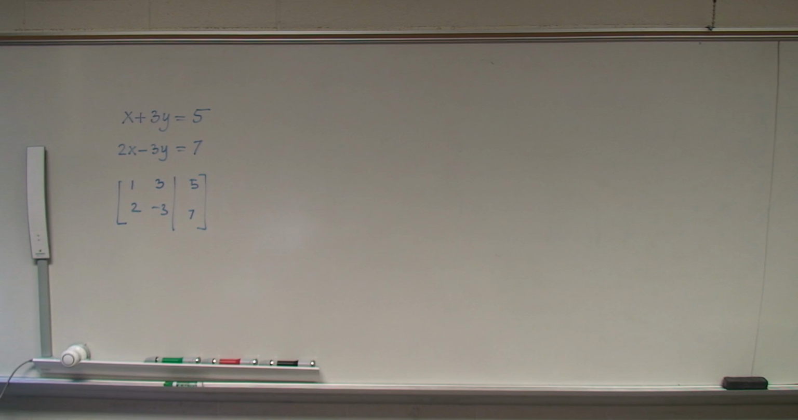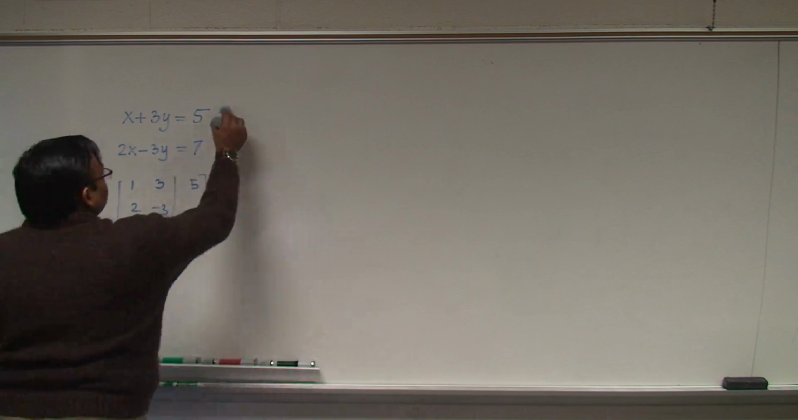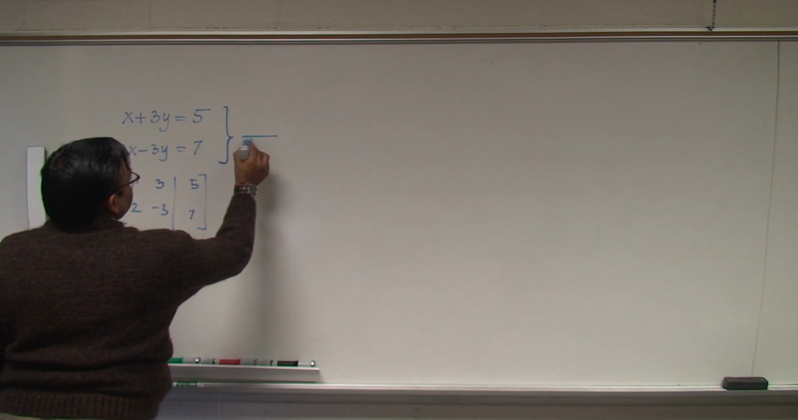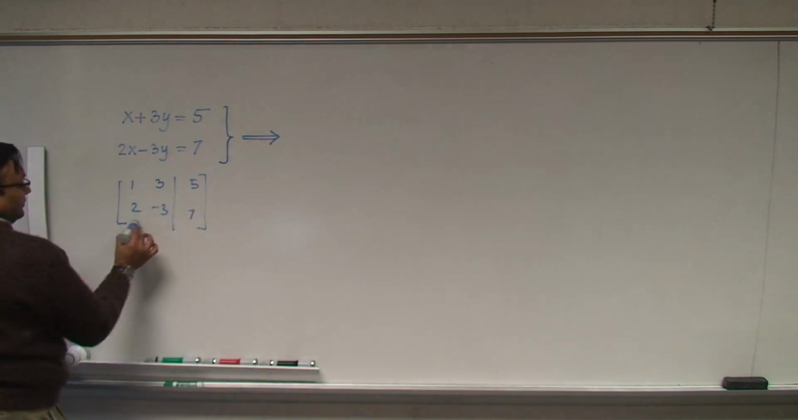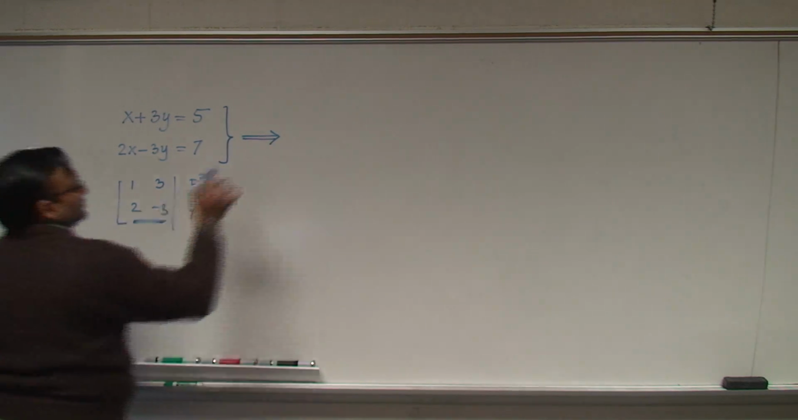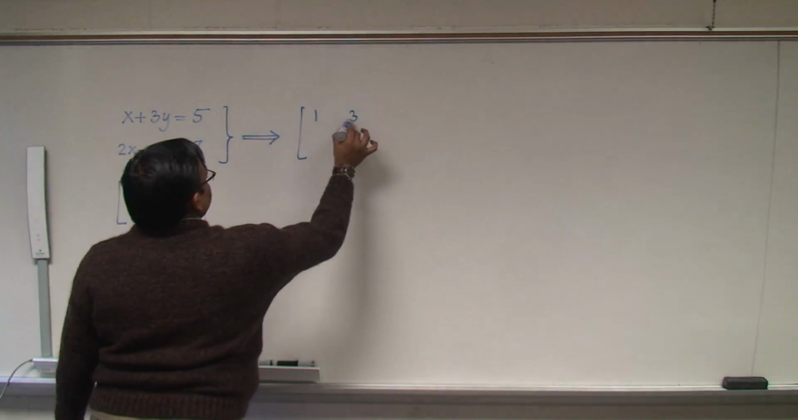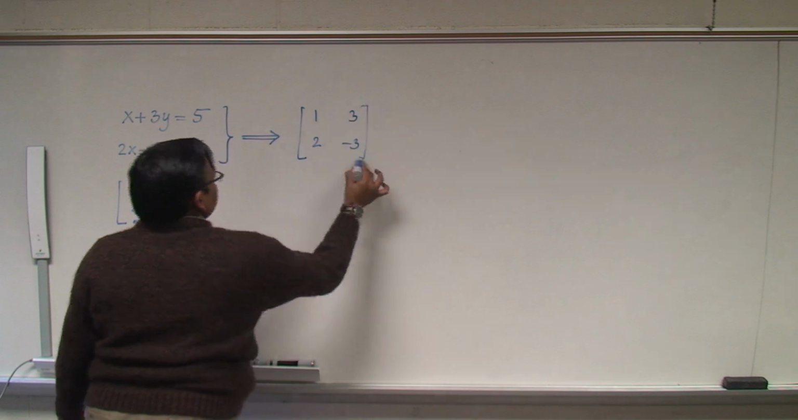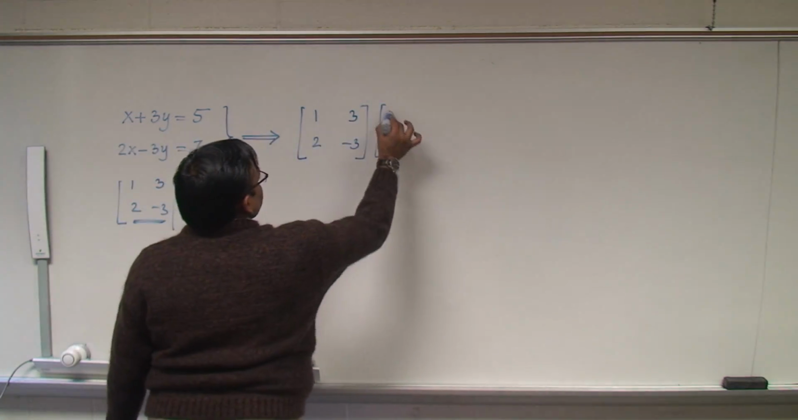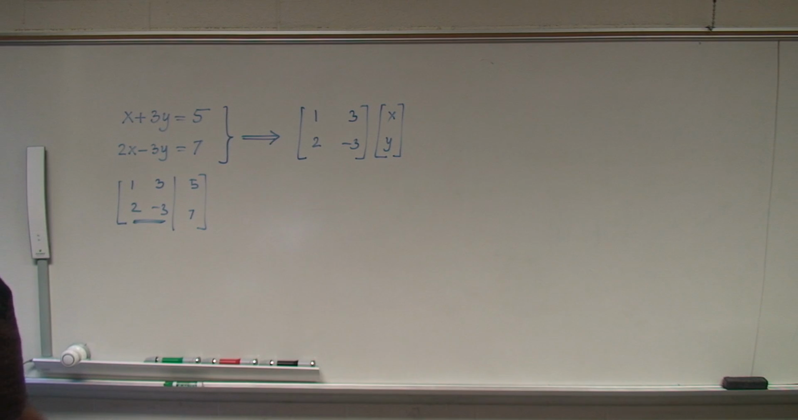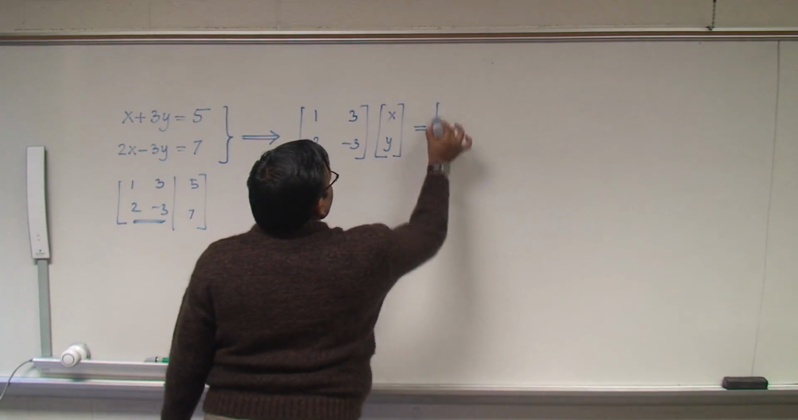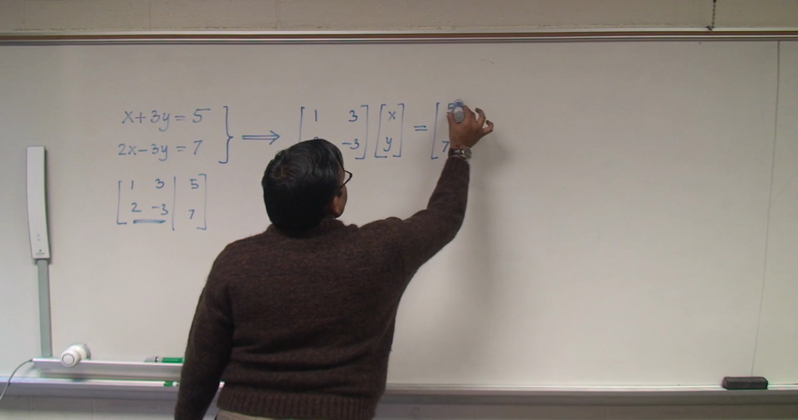We used to do row operations to talk about the solutions of this system. But with this newfound knowledge of matrix multiplication, we can also write this as, look at the coefficient matrix that we have here. This is my coefficient matrix. So this is 1, 3, 2, minus 3. I can rewrite this system of equations as my coefficient matrix times the vector xy is equal to the right hand side vector 5, 7.